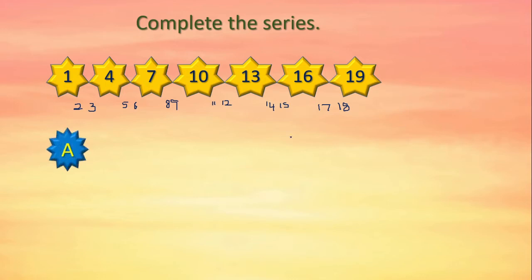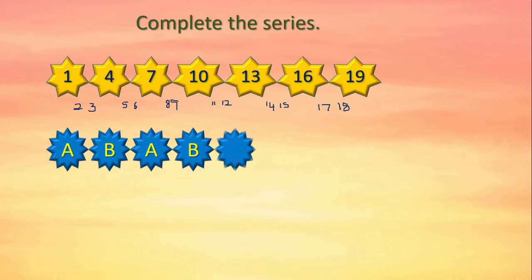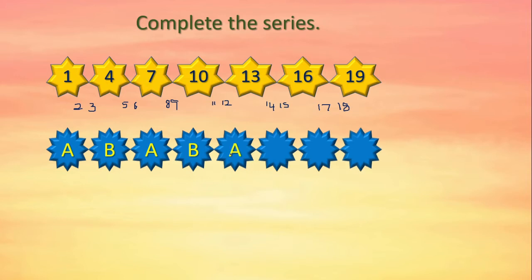Okay, next here A, B, A, B. This is question mark, right? Nothing is written. Correct. Now here A, B, A, B, A. Now here it should be B. Again A, again B. Because we are going to prepare a pattern of A, B, A, B, A, B. Got this, children? This became one more pattern.